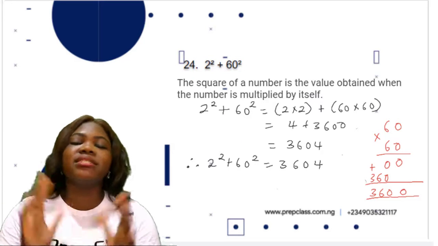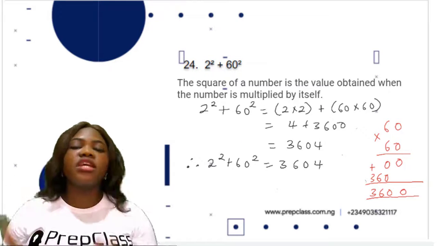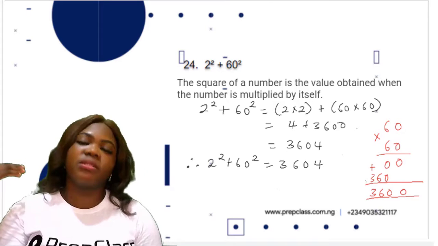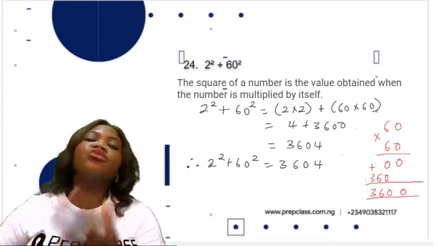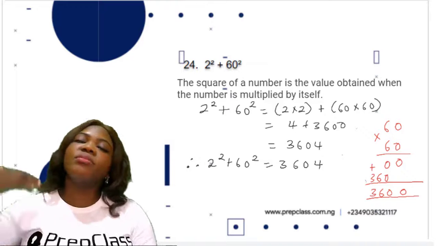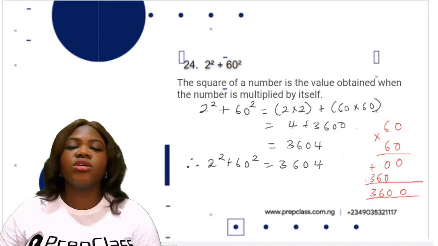Now the next question, question 24, we have 2 square plus 60 square. Now first of all, what is the square of a number? The square of a number is the value obtained when the number is multiplied by itself. So 2 square is 2 multiplied by 2, 3 square is 3 multiplied by 3, like that. Okay, so it's very easy.